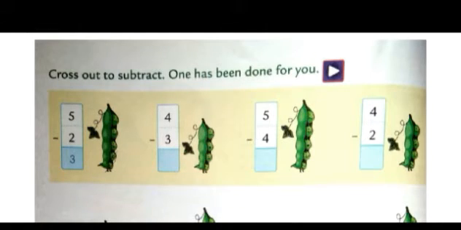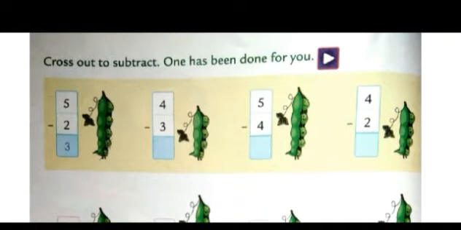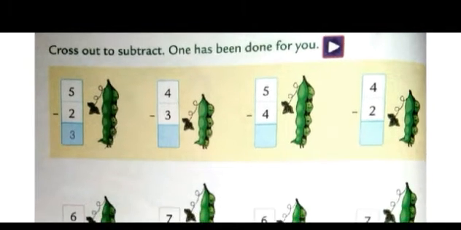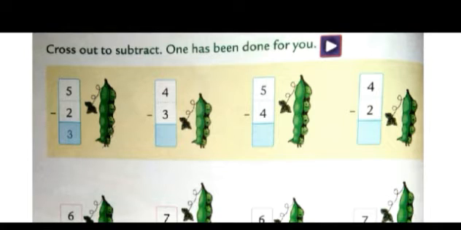Okay, scholars. Now, we move on to the next page. Page number 54. Here, some exercises related to subtraction are given. Let's do it. Okay. Cross out to subtract. One has been done for you. See the first one. 5 minus 2. First one is already done. Just take the bigger number first. 5 and 2. Which is the bigger number? 5 is the bigger number. Now, how many do we have to remove from 5? The number given just below it. That means 2. We need to remove 2 from 5.